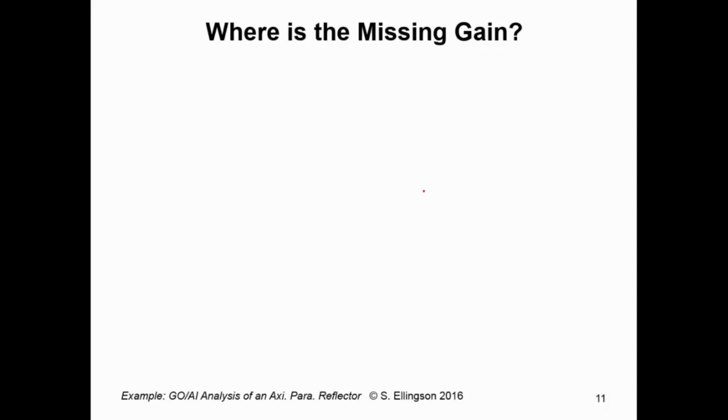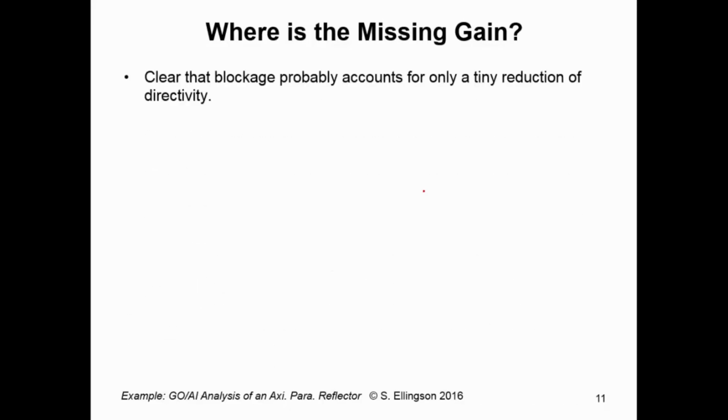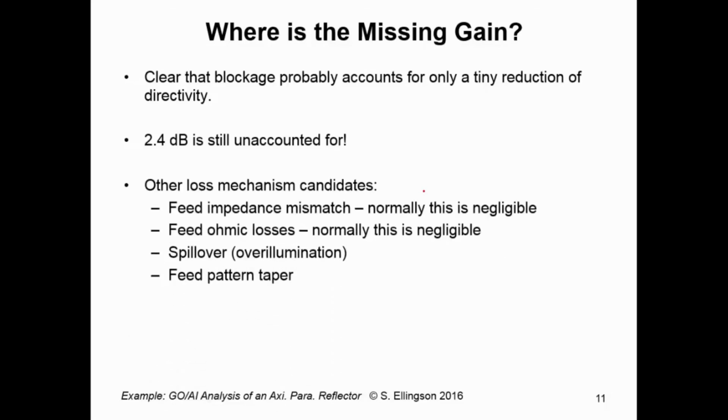So where is the missing gain? Well, first, as I noted here, it's clear that the blockage can't account for all of that missing gain. It can only account for a tiny reduction in the directivity. There's still 2.4 dB unaccounted for. So let's make a list of the things that could possibly account for the missing gain.